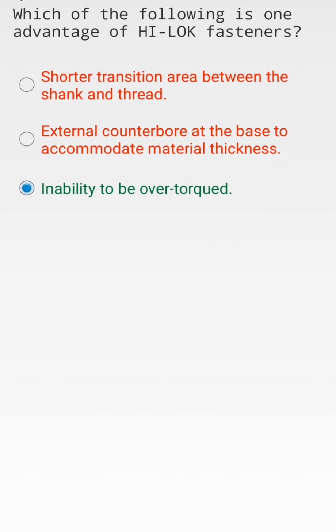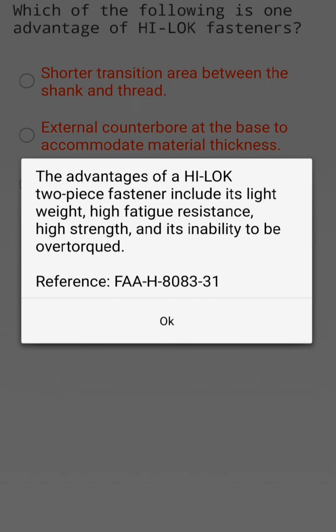Which of the following is one advantage of high lock fasteners? Inability to be over-torqued. The advantages of a high lock two-piece fastener include its light weight, high fatigue resistance, high strength, and its inability to be over-torqued.